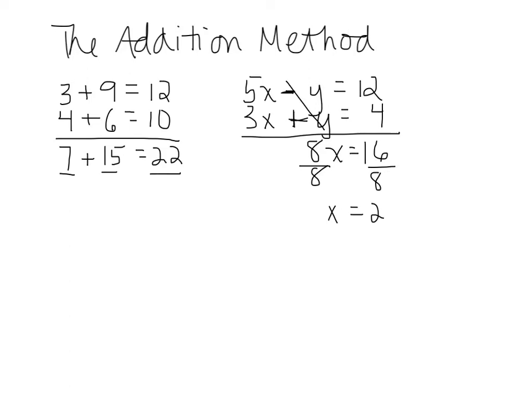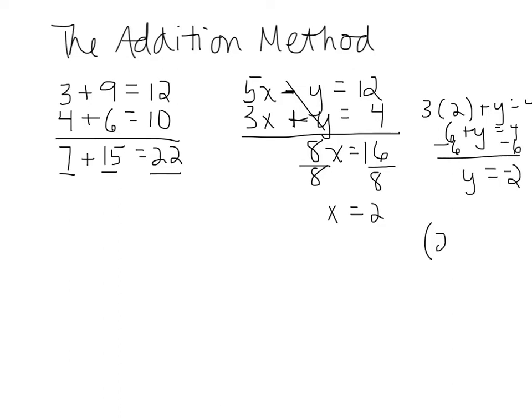And when I plug it in, I get 3 times 2 plus y is equal to 4. 6 plus y equals 4. That makes y equal to negative 2. And as always, I must express it as an ordered pair. So clearly that's a handy-dandy method.